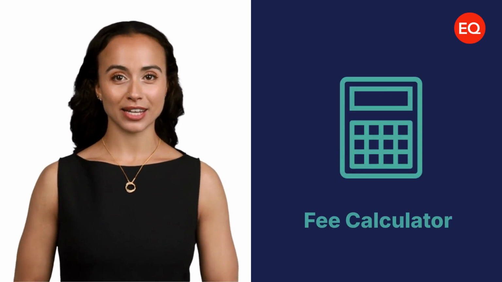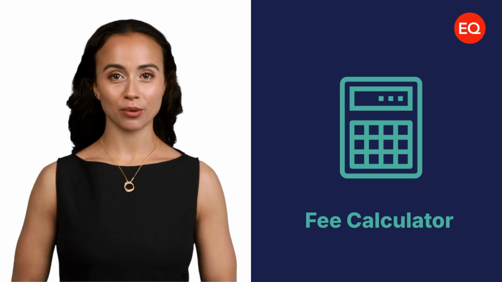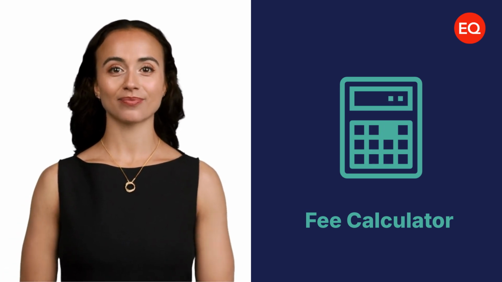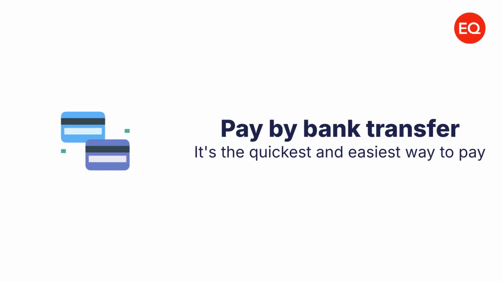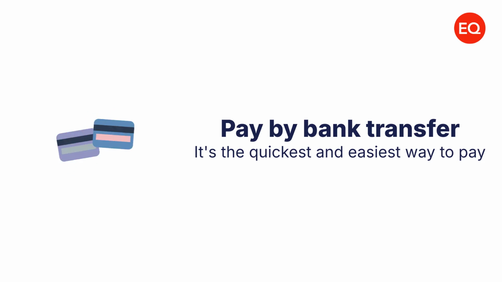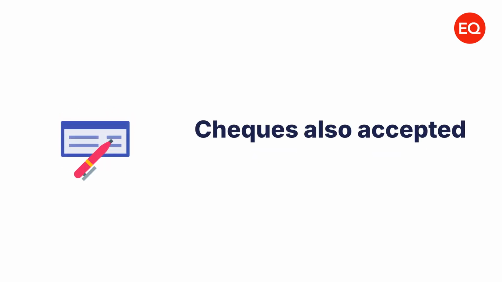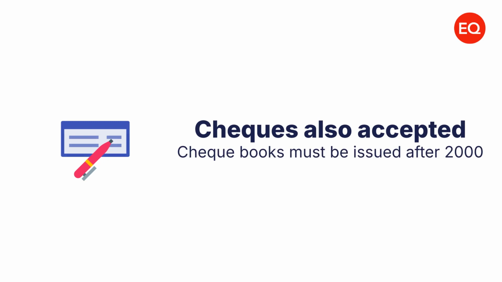Our online fee calculator can help you tally up the amount payable, which is located under the Bereavement Support section of the website. If appropriate, the quickest and easiest way to pay the fee is by bank transfer. We will accept a cheque if a bank transfer can't be made. However, please ensure your cheque is written from a chequebook that has been issued after the year 2000.